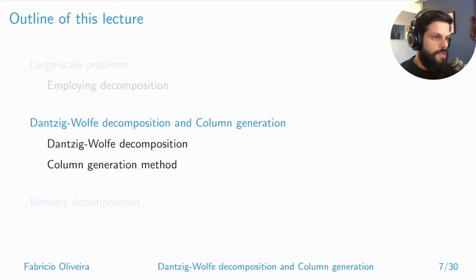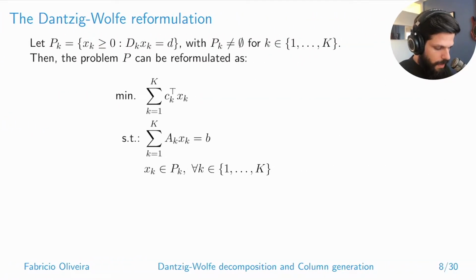Hi. So in this video, we're going to talk about Dantzig-Wolfe decomposition and column generation. All right. So if you remember from the previous video, Dantzig-Wolfe reformulation is suitable for the cases where you have a complicating constraint. So we have this collection of subproblems that I'm encapsulating in this PK. And I have capital K of them.